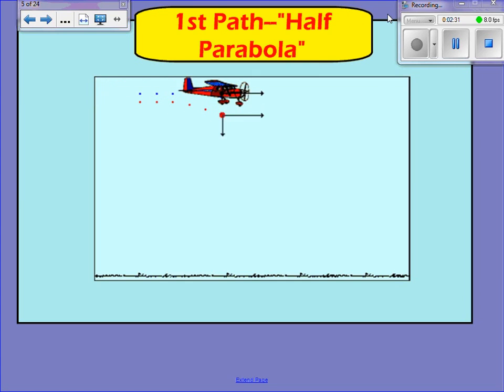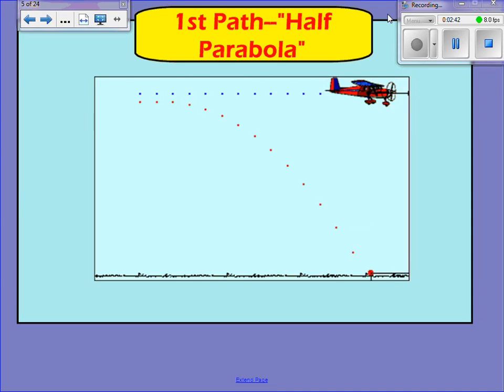Let's talk about the first path from a conceptual point of view. On the screen, you'll see a simulation. An airplane is flying, and at some point or time t, the airplane drops an object. Now, there's a couple of things that I want you to notice as this simulation keeps playing over and over again.